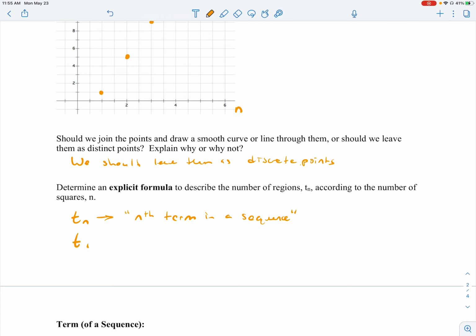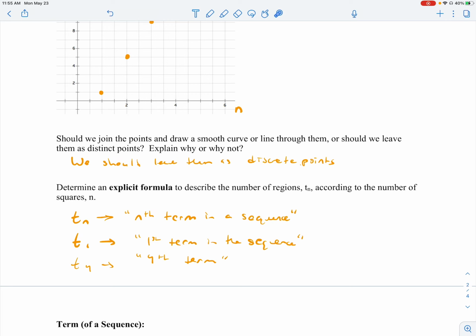So what we mean by that is T subscript 1. This T of n doesn't mean T times n. Okay, it's T subscript n. So it's letting us know the term number or the position. So T of 1 would mean the first term in the sequence. If I want to know the fourth term, I'd write T of 4. When we write T of n, it means the nth term, so that can represent any term that we want.